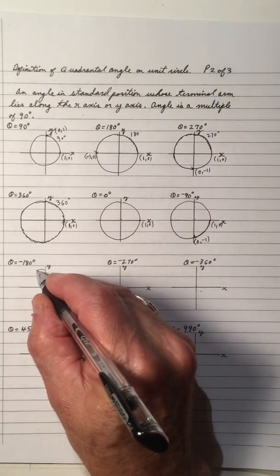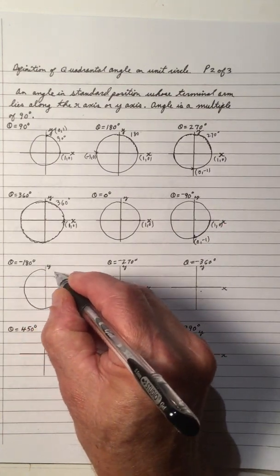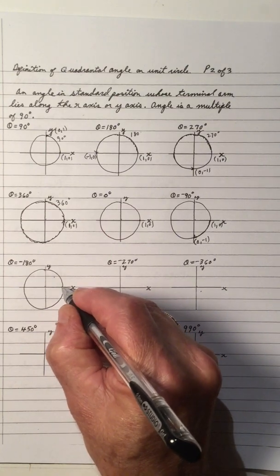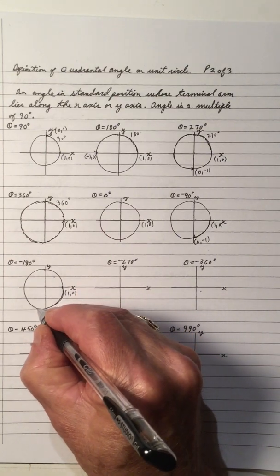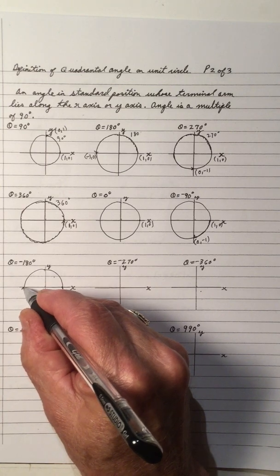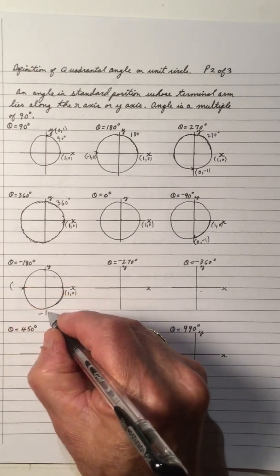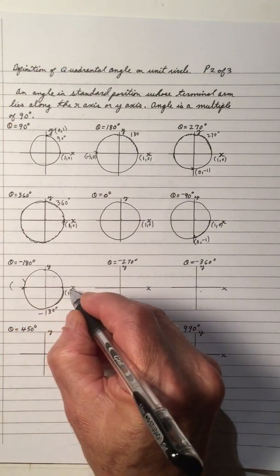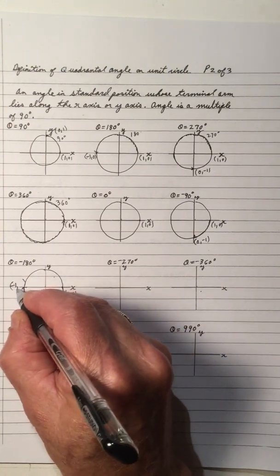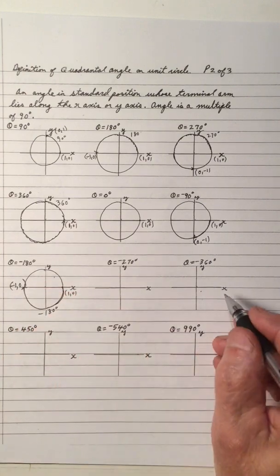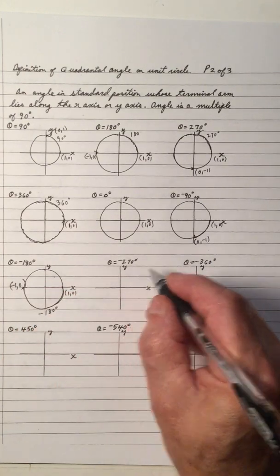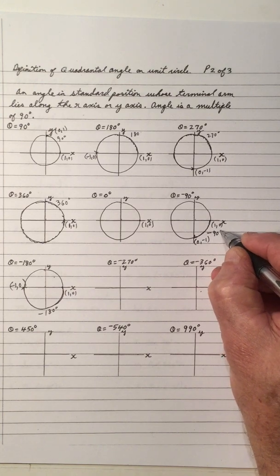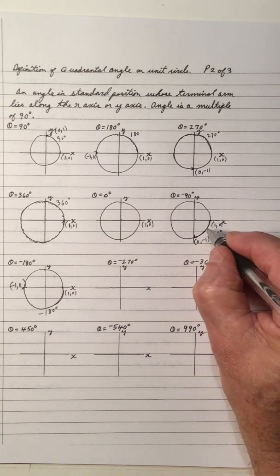And -180 on a circle. There's a circle. So we start here at 1, 0, -90, -180. There it is. So a -180 degree rotation ends up right here at x is -1, y is 0. And this is a -90 rotation. I just put that in there just to make sure.